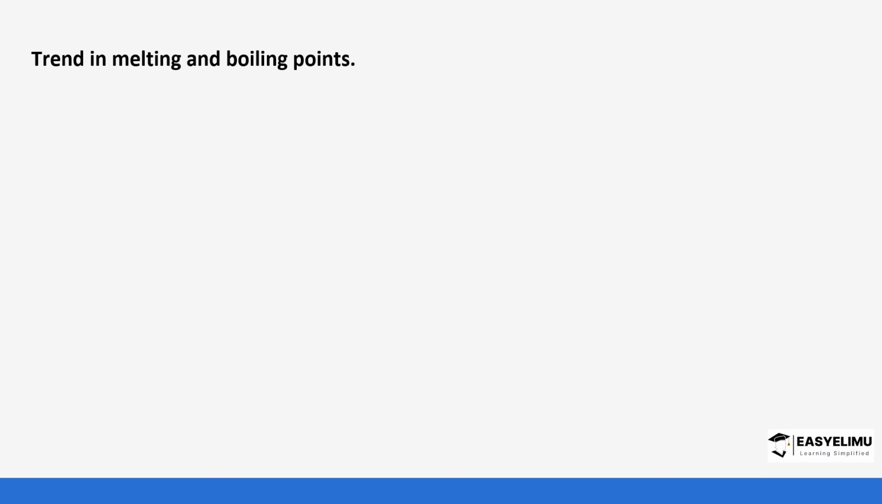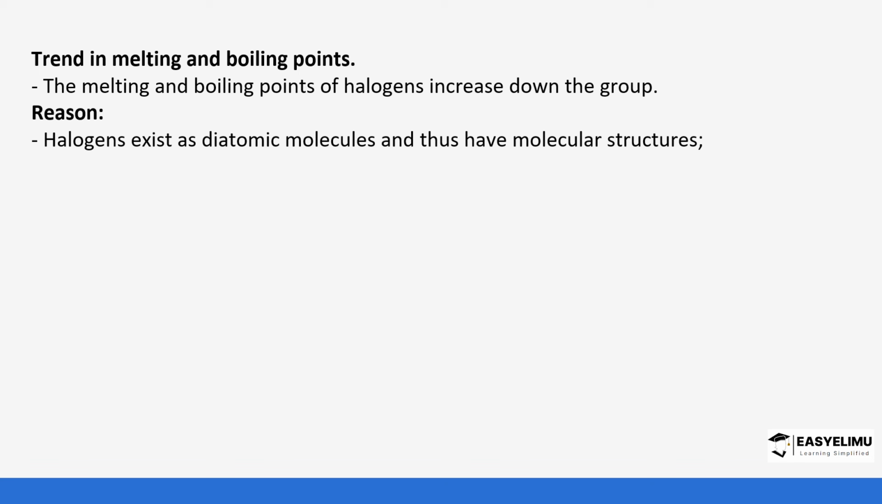So next we look at the melting point and boiling point. The melting point of halogens increases down the group. This is contrary to what you have been seeing with alkali and alkaline earth metals, where the melting point and boiling point decreases down the group. But the halogens exist as molecules, so they are molecular in structure. They are diatomic, they exist as two atoms.